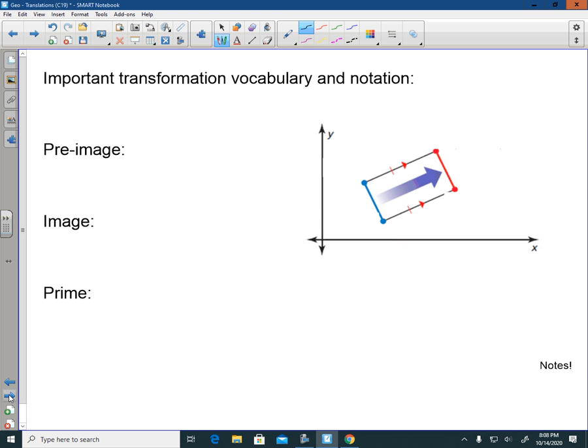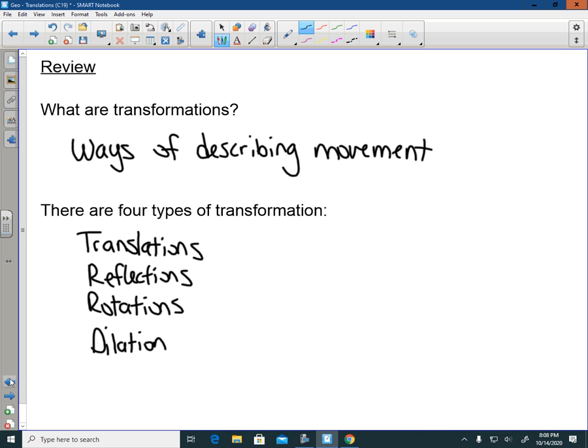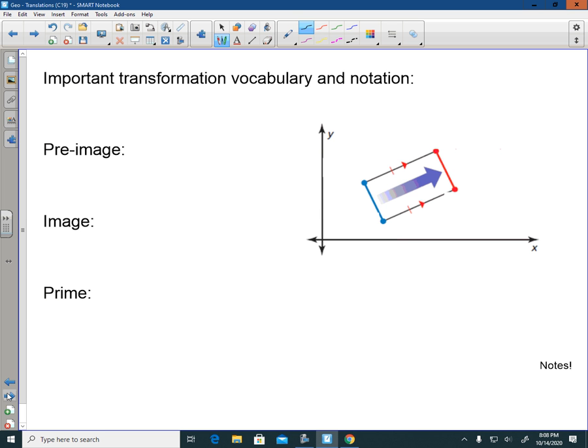So we are going to be talking specifically, let me go back. We are going to be talking specifically today about translations. We're going to take that idea and we're going to talk about all the details of it. And then as we move forward, we'll be talking about the other three. So today we're talking translations.